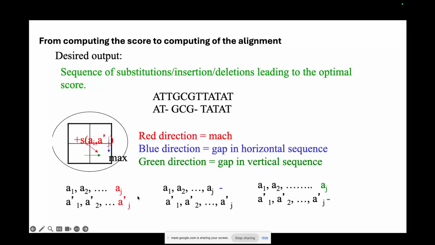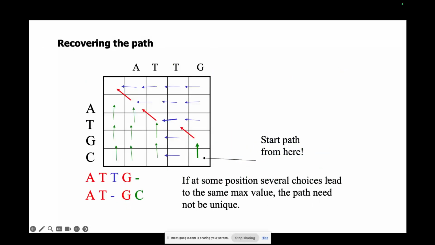So this is the match. This is where you have introduced a gap in the top sequence, and this is where you have introduced a gap in the bottom sequence. Now how do you recover the path? The idea is that after you compute all of the possible alignment scores, you would fill out the matrix and you would start from here, right? So while scoring we started from here, but while getting the optimal alignment we start from the other end.